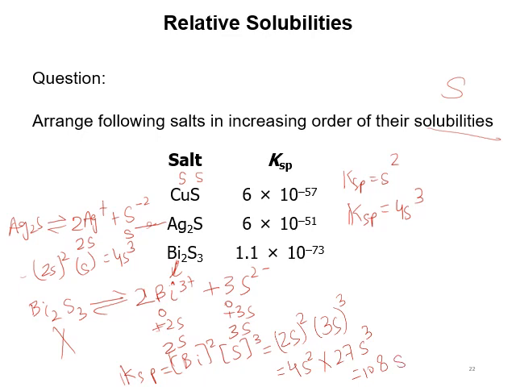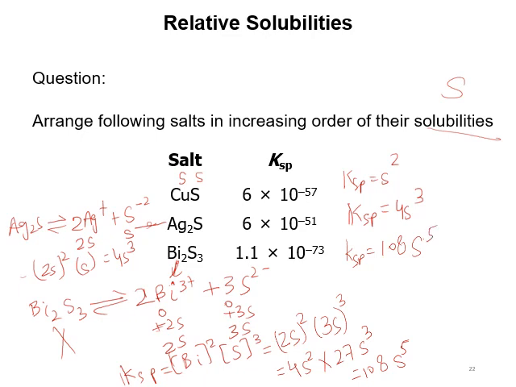Whenever you have exponents, remember, if it's the same base, you can always add those up. We have discussed this before. So this is S squared times S cubed. Whenever they are in multiplication, you can always add the exponents, so that becomes 3 plus 2, which is 5, 108S to the 5. So here Ksp is 108S to the power of 5.